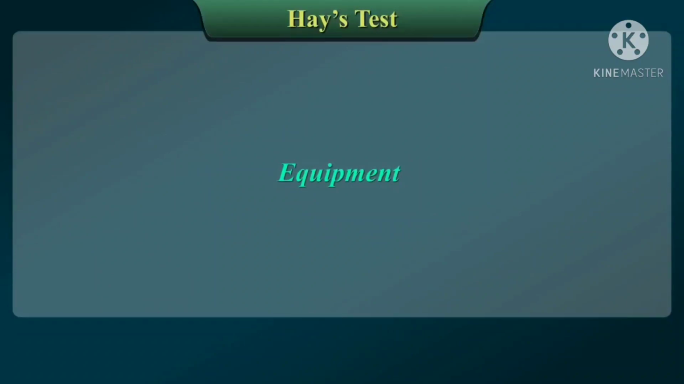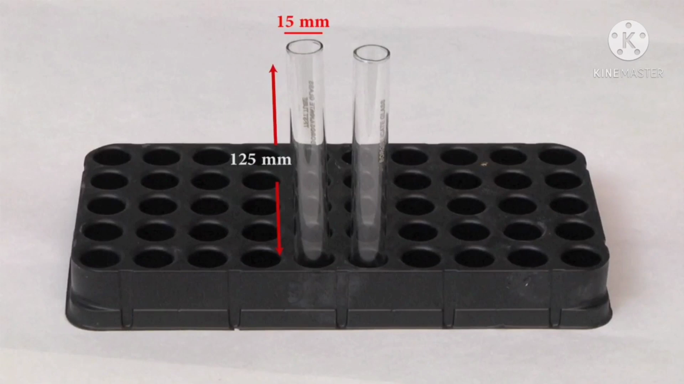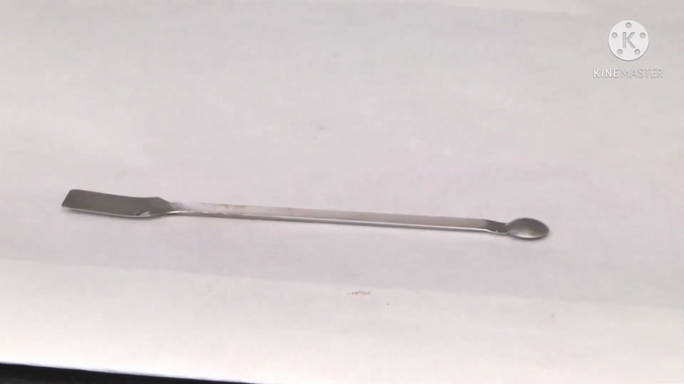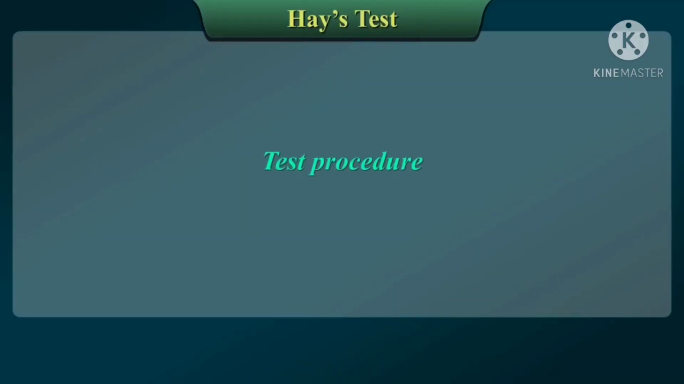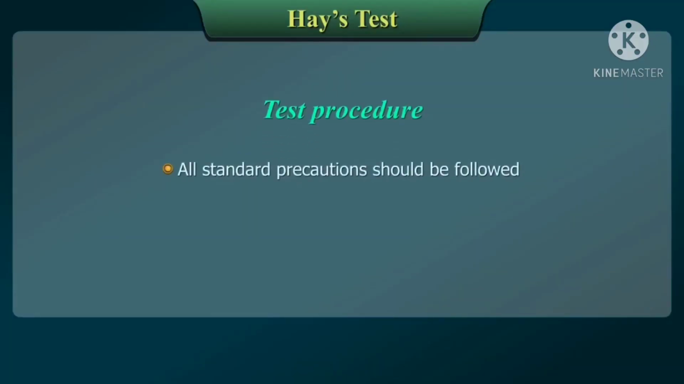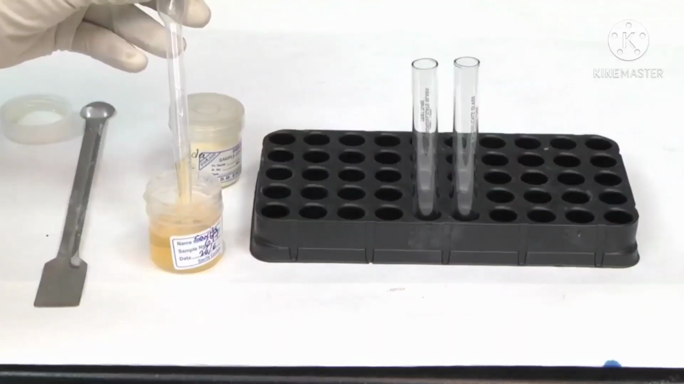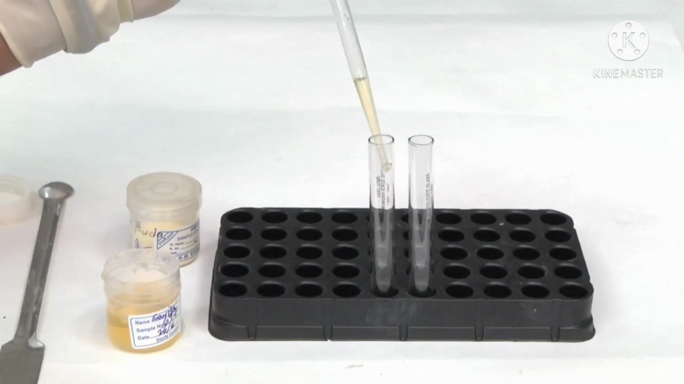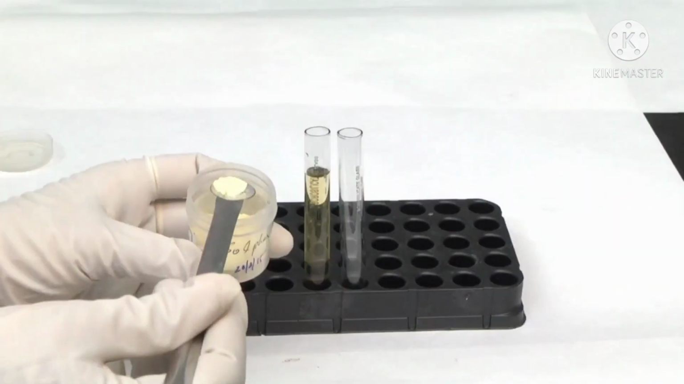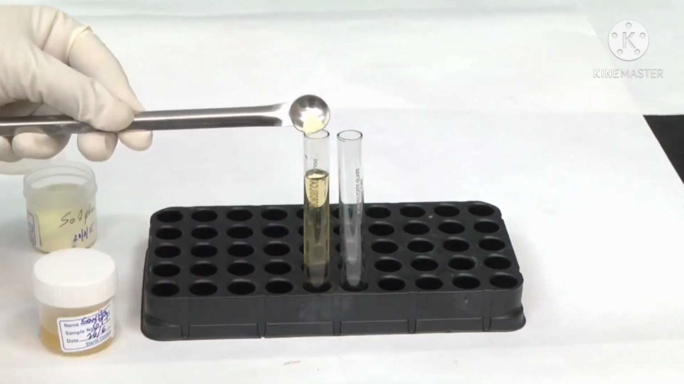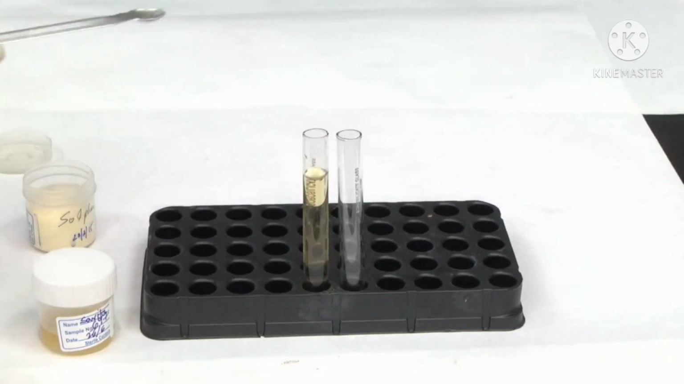Equipment: test tubes of dimensions 15 by 125 millimeters, spatula, test tube rack. Procedure: all standard precautions should be followed. Mix the urine sample well. Take 10 milliliters of urine in a test tube and put it in the standing position in a test tube rack. Add or sprinkle dry sulfur powder on the surface gently and observe the particles.